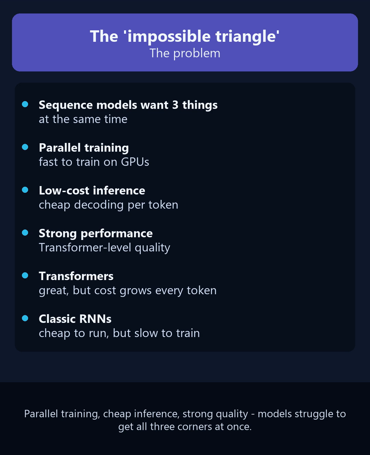Start with what the paper calls the impossible triangle. A sequence model really wants three things at once: parallel training, so it trains fast on GPUs, low-cost inference, so decoding is cheap, and strong performance. Transformers give you parallel training and great quality, but pay an ever-growing cost per token at inference. Classic RNNs are cheap to run but slow to train. Until now, you could not have all three corners together.